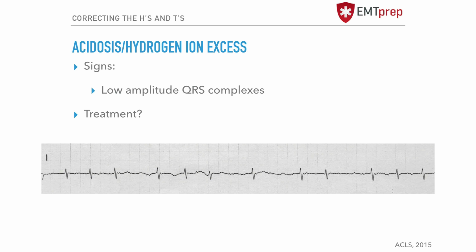So the A in VOKAT is acidosis or hydrogen ion excess. We'll see a low amplitude QRS complex. And again, treatment for this is typically going to be supportive care in the pre-hospital setting, but you can see that these QRSs are pretty low in terms of amplitude. They're just over a box, nothing too large there. You can also see that this rhythm is a little bit irregular, which is also common to see with arrhythmias in hydrogen ion excess that has been going on for a while, starting to affect the ECG rhythm.